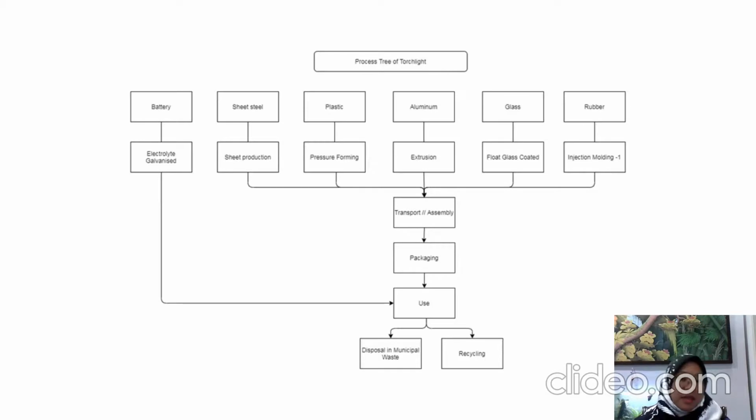These developed materials will be transported to the manufacturers of torchlight for the next processes, which are assembly and packaging. Next, this torchlight is ready to be distributed to the consumer. And at the end of its lifespan, this torchlight can be disposed of in two ways: one by recycling and another by disposing with municipal waste.